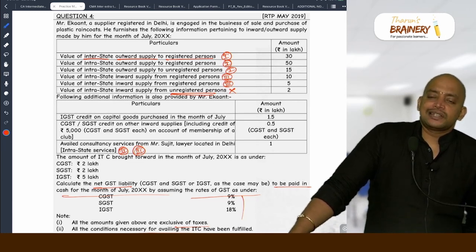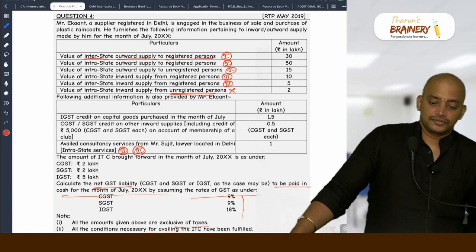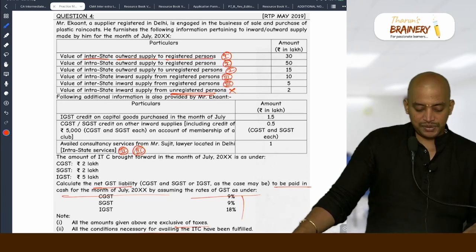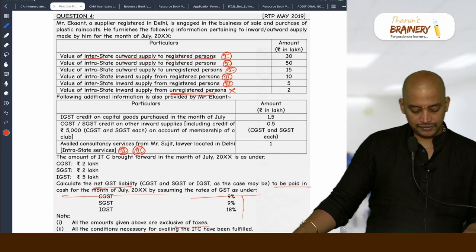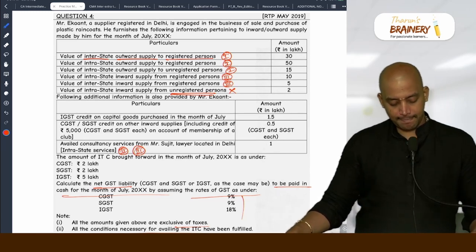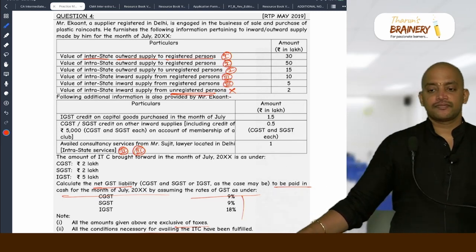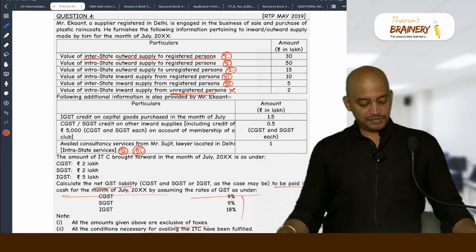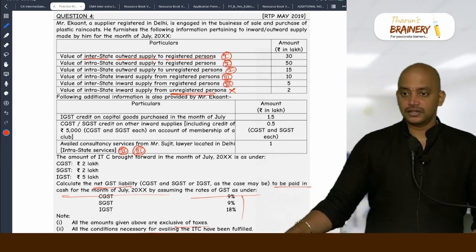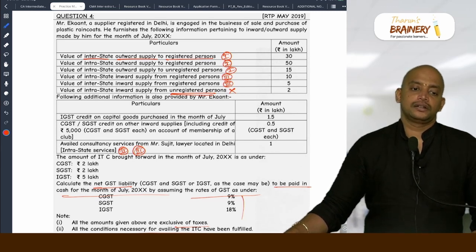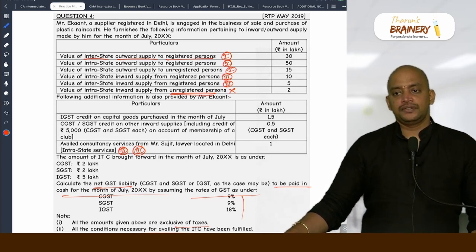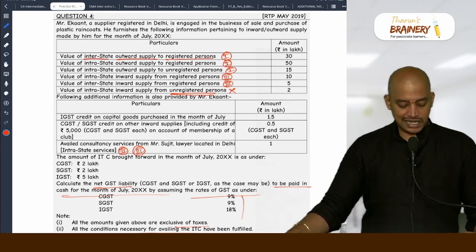GST payable under RCM on inward supplies. Same particulars, value, CGST, SGST.